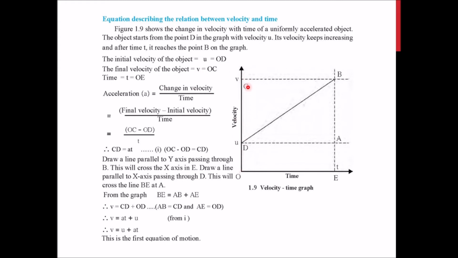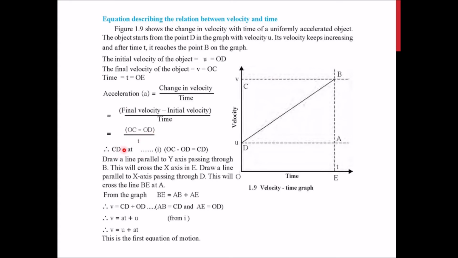As I say, you just go through the graph also. The time is represented by t and it's again represented by OE. Where is OE over here? It's OE. So it's happening between O and E. At that time it is having an initial velocity, then a final velocity. So acceleration, as you know, is the change in velocity with respect to time. Final velocity minus initial velocity gives the change in velocity. Here, with respect to this figure, it is OC minus OD upon t.